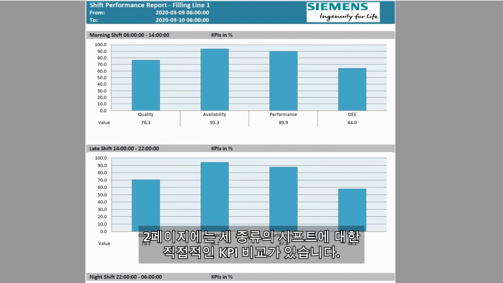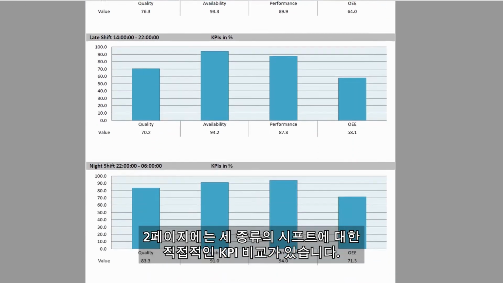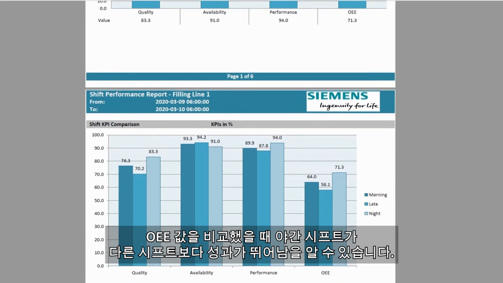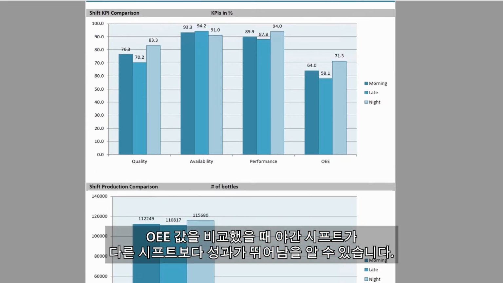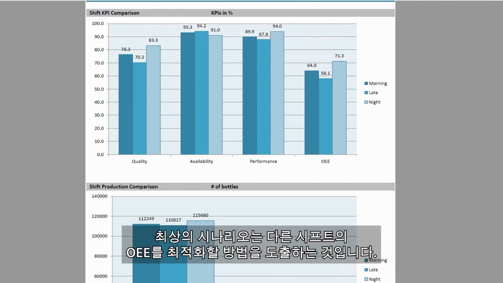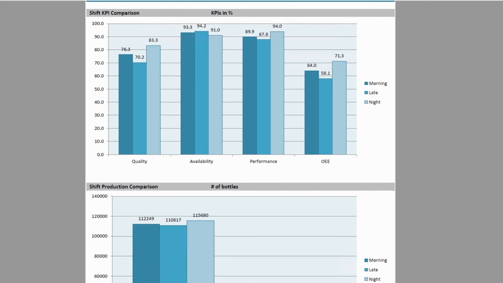On the second page, we have a direct KPI comparison for all 3 shifts. We can see that concerning the OEE value, the night shift was performing better than the other shifts. With the help of reporting, it can be tracked if this is a continuous phenomenon and analysis can be performed why this is the case. In the best case, conclusions can be drawn to also optimize the OEE of the other shifts.